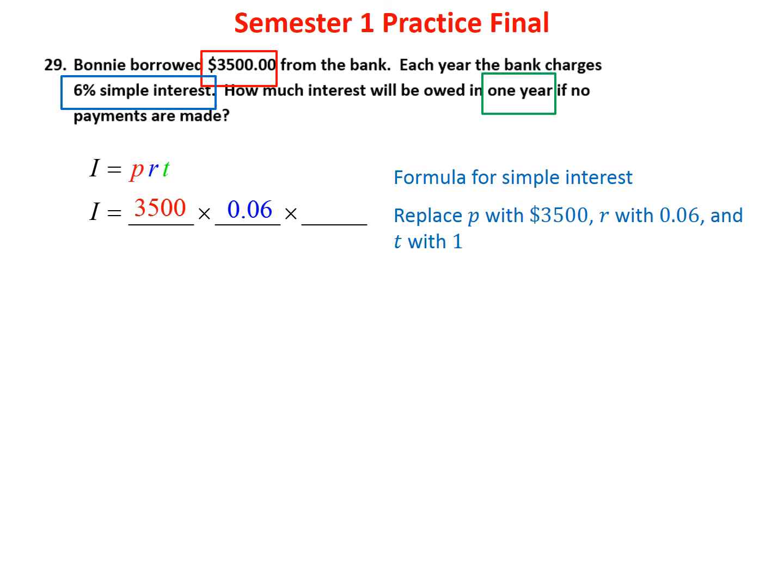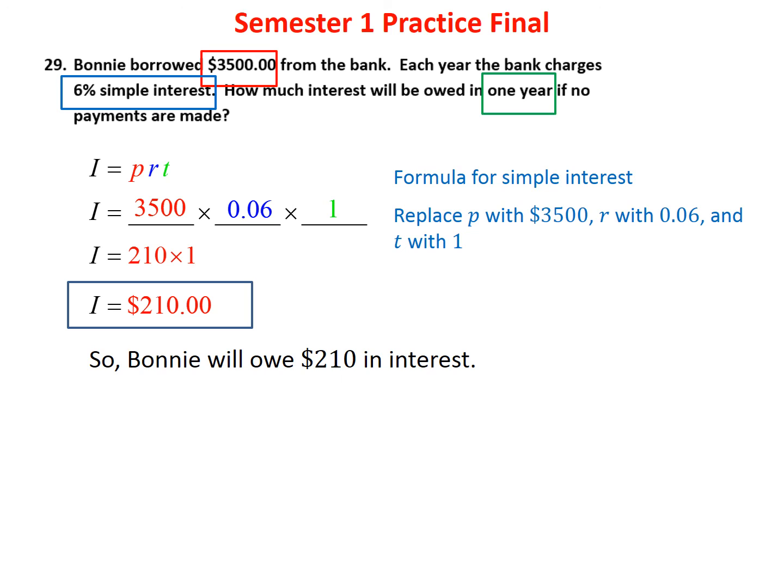And then how much time? She was only using it for 1 year, so we're going to put 1 for T. So our interest would be that. We simply calculate that, and we find out that the interest is $210. And that's our answer. Putting $3,500 in her bank at 6%, at the end of the year, the bank will give her another $210 to add to her account.